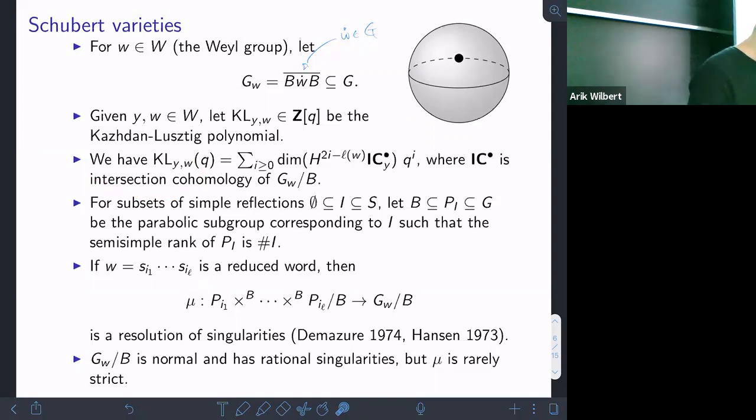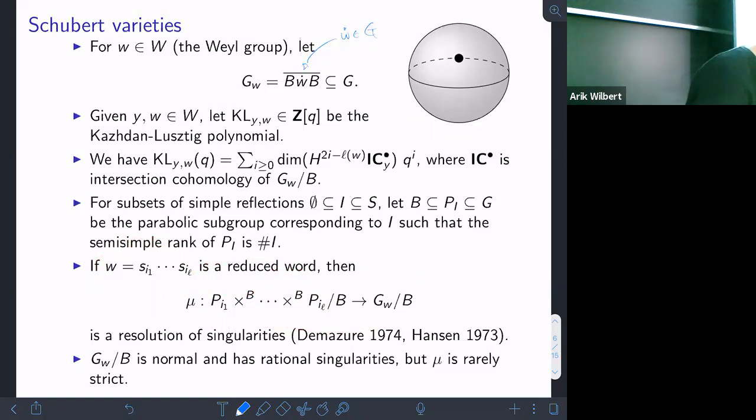So let's see, some notation here. If you start with a subset of simple reflections and the corresponding parabolic subgroup, so I'm going to say I is the simple reflections and P sub I is the corresponding parabolic subgroup. And so the more reflections in here, the bigger the parabolic subgroup, according to this setup. So the basic thing, if you start with a reduced word in the Weyl group, then look at the corresponding parabolic subgroups, quotient out by an action of a product of these, and then you get a resolution of the corresponding Schubert variety. So this is sometimes called the Demazure-Hansen resolution, sometimes the Bott-Samelson resolution, sometimes Bott-Samelson, Demazure-Hansen resolution.